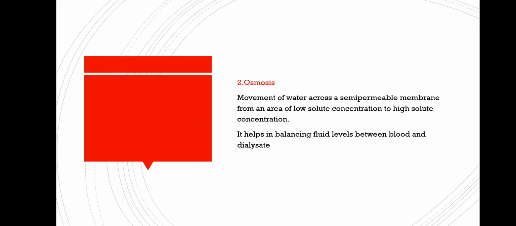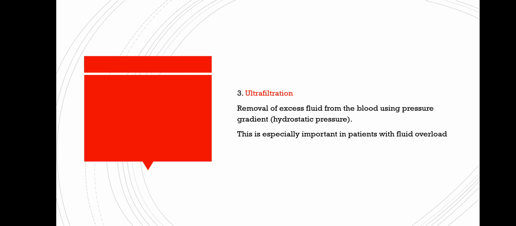Then osmosis. Osmosis means the movement of water across a semi-permeable membrane from an area of lower solute concentration to high solute concentration. It helps in balancing fluid level between blood and dialysate. Then the important factor, principle of hemodialysis, is ultrafiltration. Ultrafiltration means removal of excess fluid from the blood using pressure gradient. It's a hydrostatic pressure. This is especially important in patients with fluid overload.